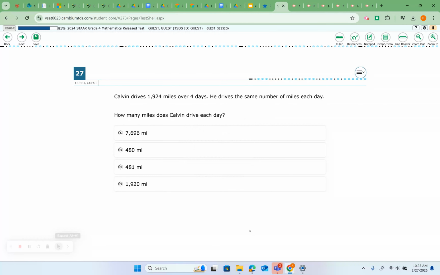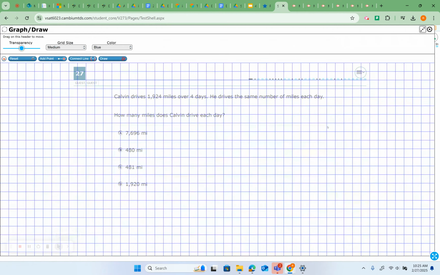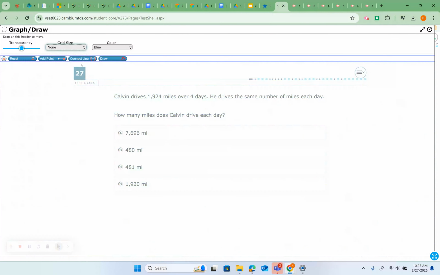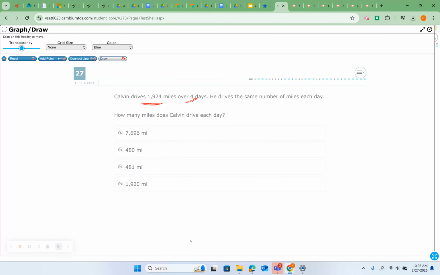Right, this one is division, but it's also a reading problem more than anything else. I've seen kids get this problem, and they will multiply 194 times 4, and one of these is the answer, by the way. Maybe it's this one, right? And they'll answer A and they'll move on. But you're driving that 1,924 over a span of 4 days.